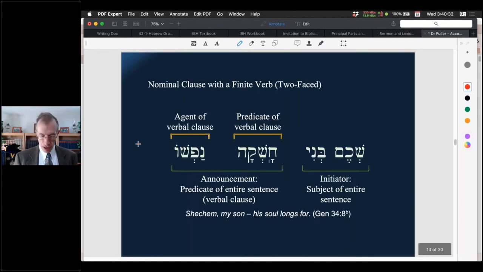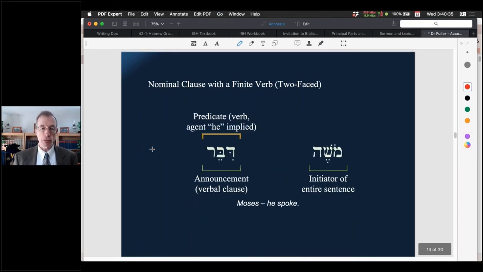Now here, let me go back. I wanted to show you one more thing. What is the real subject of debate here? And the answer is not this word. This is the subject of the entire sentence. And again, remember, there could be other words over here. This is the subject of the entire nominal clause. The subject of the announcement is the implied he here, or else you don't have a verbal clause. See, a verbal clause has to assume its subject over here.